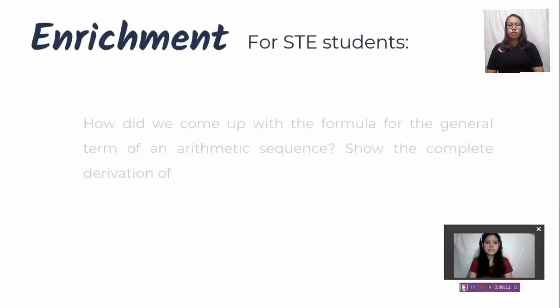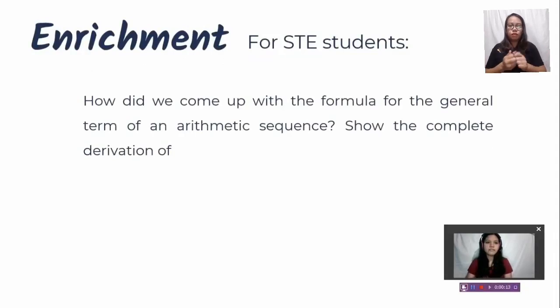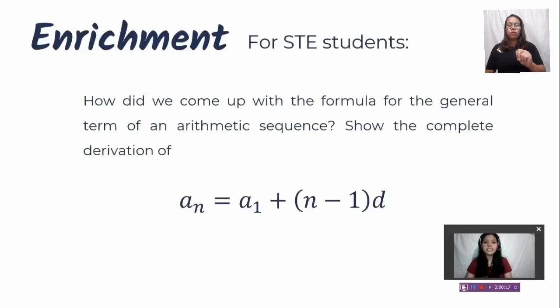For STE students, please answer this problem for our enrichment activity. In this lesson, we use the formula a sub n is equal to a sub 1 plus the quantity n minus 1 times d. What you need to do is find out how we came up with this formula for the general term of an arithmetic sequence. You need to show your complete solutions for the derivation of the said formula.